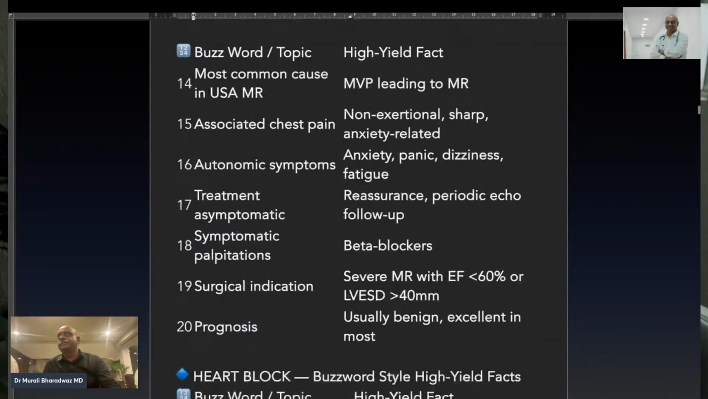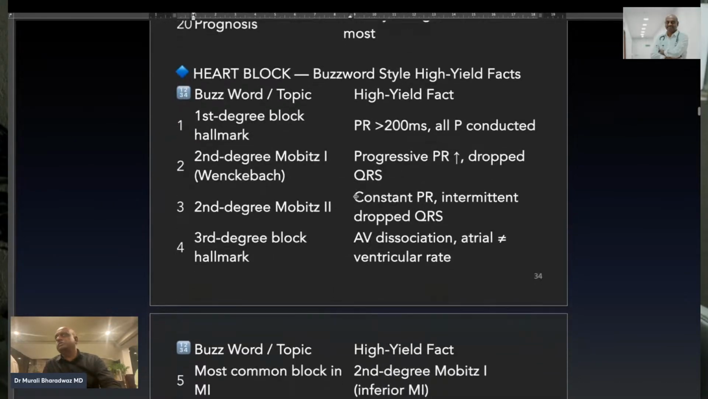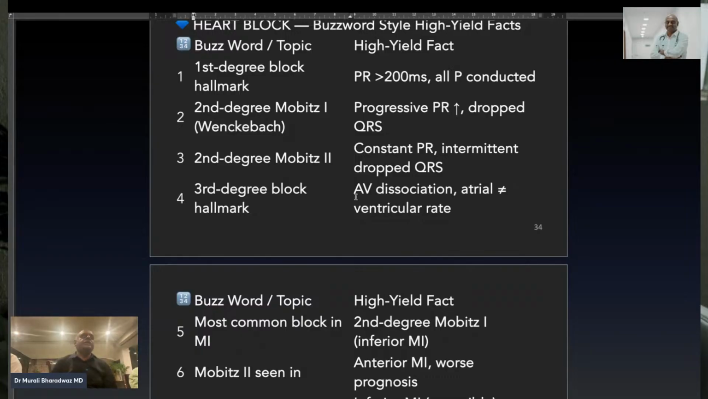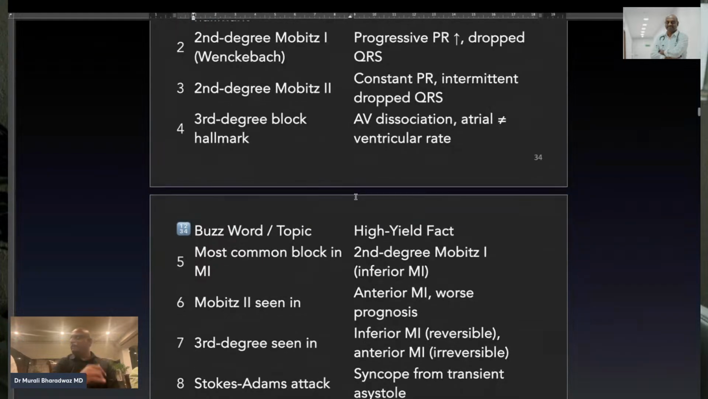Then comes heart block. Simple. First degree: only PR prolonged, PR more than 200 milliseconds. Mobitz type 1: there's a progressive PR increase and then a drop beat. That's called Wenckebach phenomenon. Mobitz type 2: there is a constant PR.